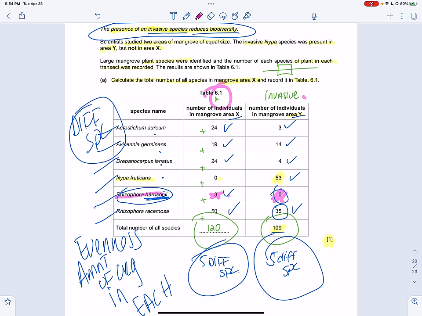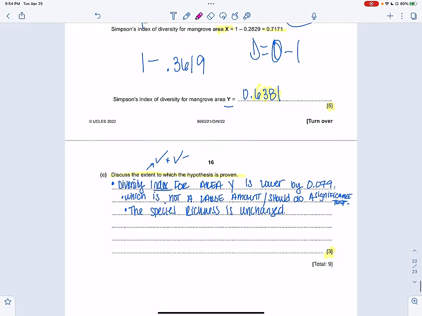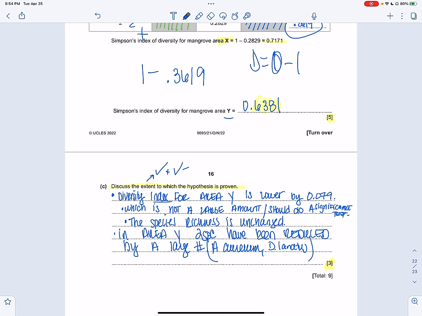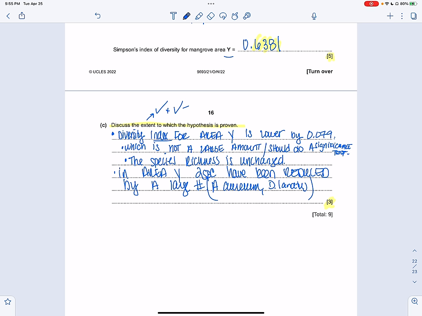That's the species I'm talking about. That's the one that disappeared. Two species are reduced by a large number here and here in area Y. So that's something else you can talk about. And you can reference a species too in area Y. Two species have been reduced by a large number, so use the data you're given. And then you're going to actually use their data. So it's going to be A. Aureum, and then D. Linatus. Again, you can also talk about the Rhizophora harrisoni. It disappeared. It's not in the area Y anymore, but it's also very low in area X, so it's not to necessarily say that it's the invasive species that's causing that in Y.